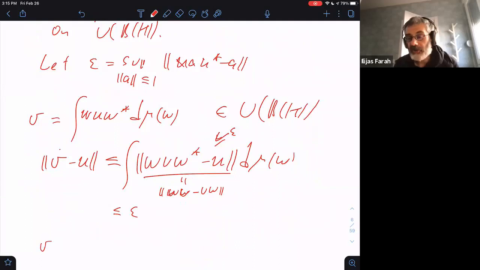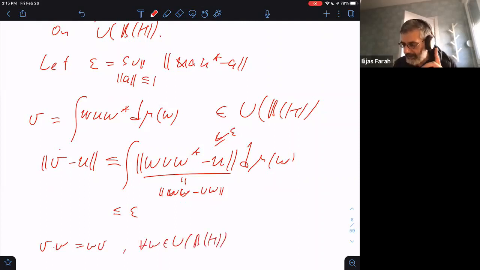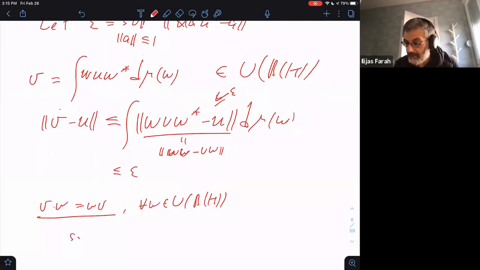And moreover, what is V? Well, you see, by the construction, V commutes with any W in the unitary group. Now, I should just say we are taking left invariant Haar measure. I'm not sure if I said that. So because this is left invariant Haar measure, we have this equality. So what this means is that V belongs to the center of the unitary group.